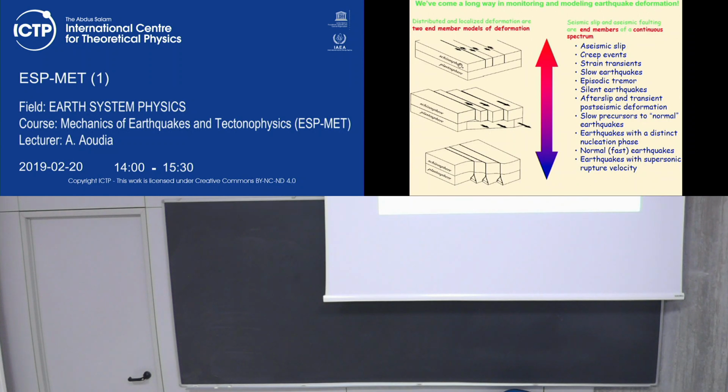You could get to episodic tremor. It gets into really complicated stuff that we see in subduction zones. We will be understanding these processes. We'll get into silent earthquakes. These are forms of slow earthquakes that maybe do not even release any type of waves. And we get to transients and after slips and post-seismic deformation, slow precursors to normal earthquakes, earthquakes with a distinct nucleation phase, and then the normal fast earthquake, and then an earthquake with a supersonic rupture velocity. Then, question for you guys that did this theoretical seismology course, what is a normal earthquake?